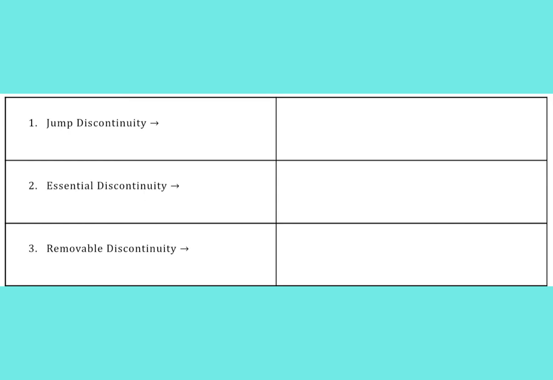In today's lesson, we are exploring types of discontinuities, things that interfere with having a continuous function. So, three different types. A jump discontinuity is when we have a break in our graph. And that would often come from having a piecewise function.